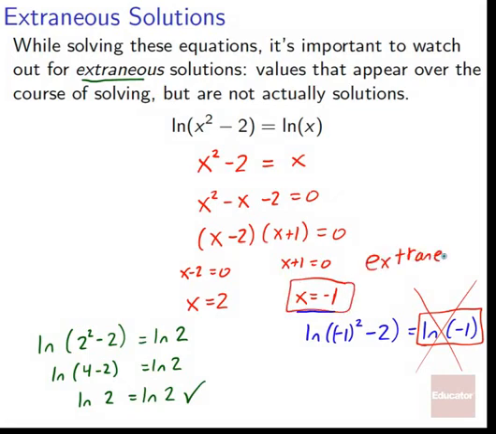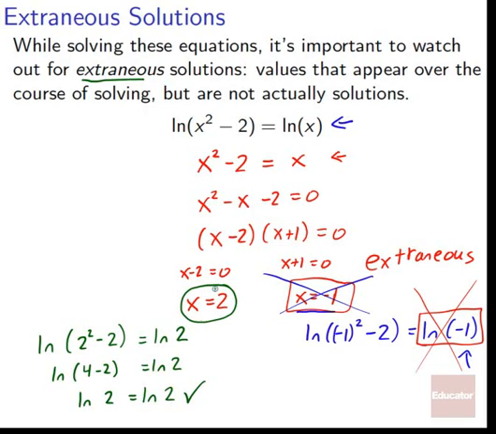It's something that appeared over the course of solving because we turned it into this quadratic form, and in the quadratic form it was a solution. But up here, in the original form that we have, it fails to be a solution. It can't be a solution because we wind up having this logarithm of a negative number, so we knock it out. It's an extraneous solution, and our only answer is x equals 2.